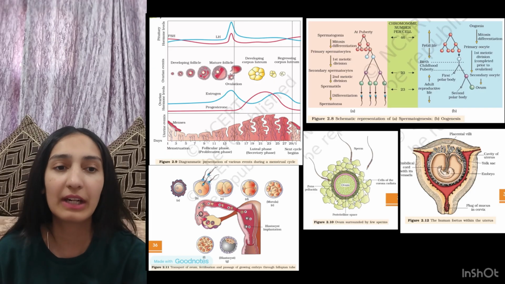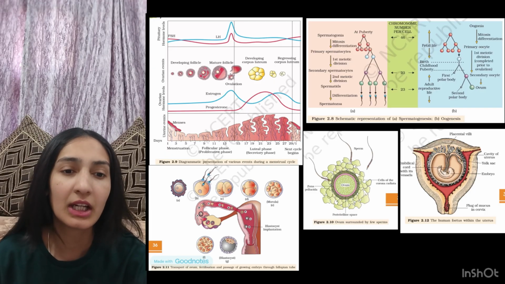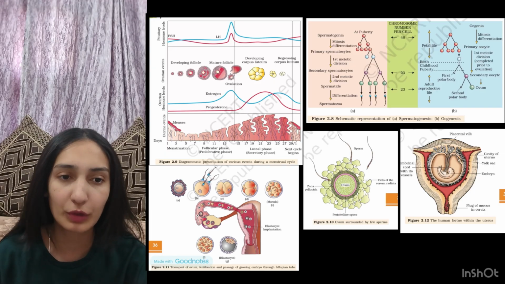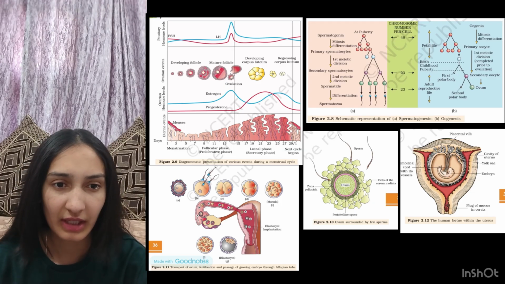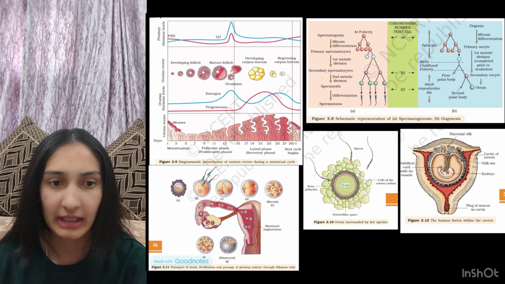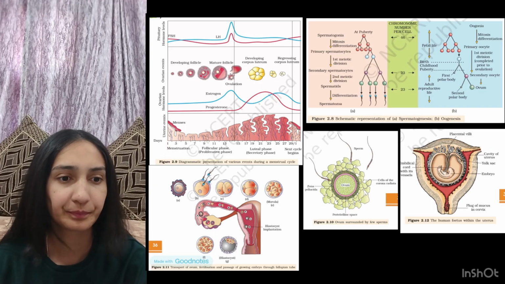Now for the next one we have figure 2.10, which depicts that the ovum is surrounded by a few sperms. Okay, and you also need to remember the layers. For example, here we have zona pellucida and corona radiata and the perivitelline space.